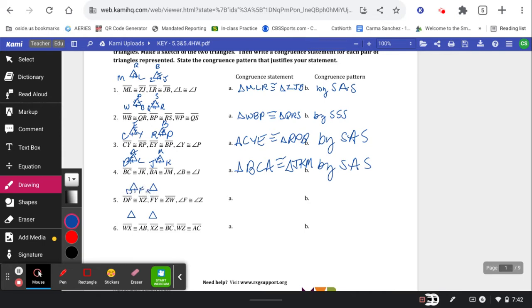DF congruent to XZ. FY congruent to ZW. And angle F congruent to angle Z. A lot of side angle sides. So triangle DFY is congruent to triangle XZW.